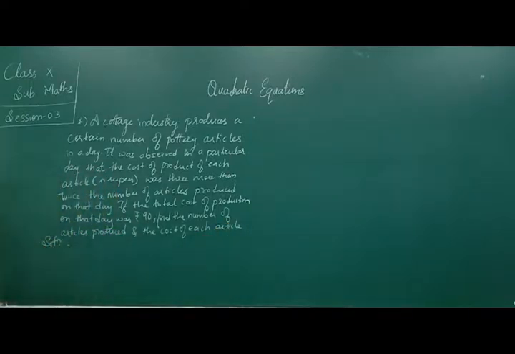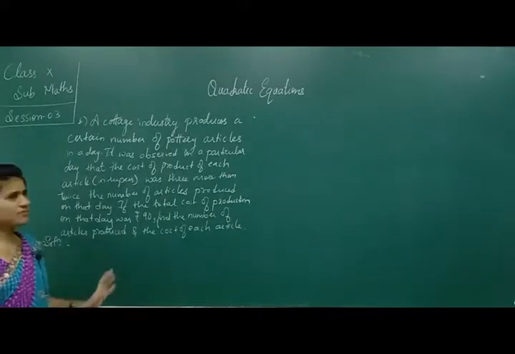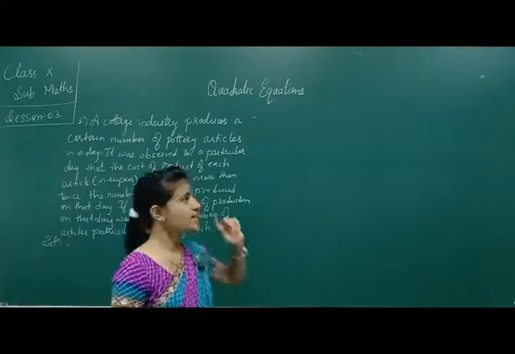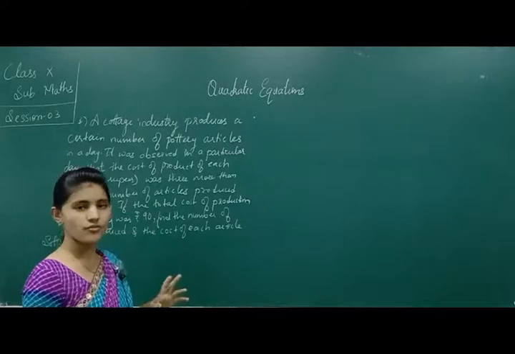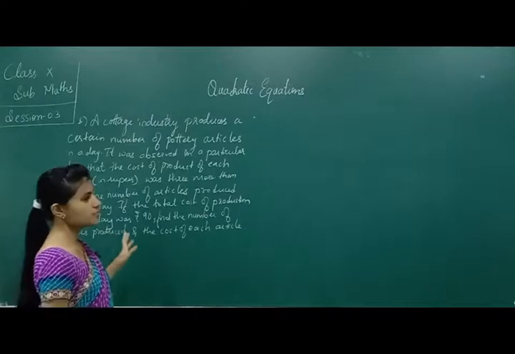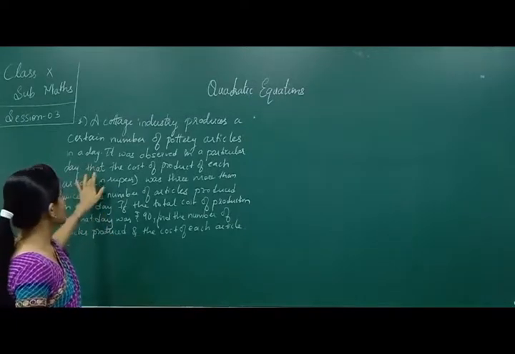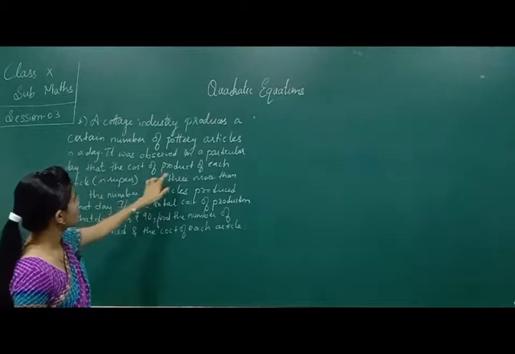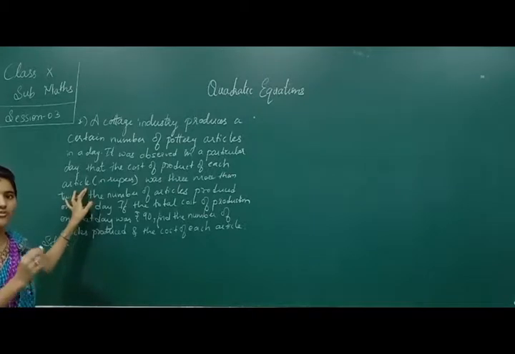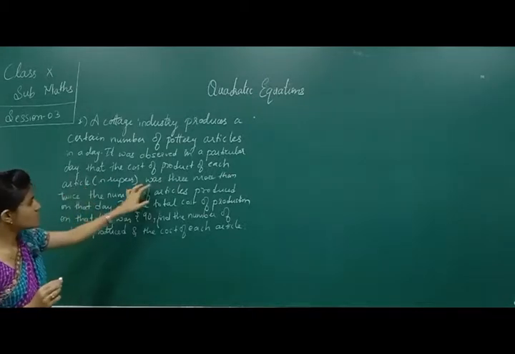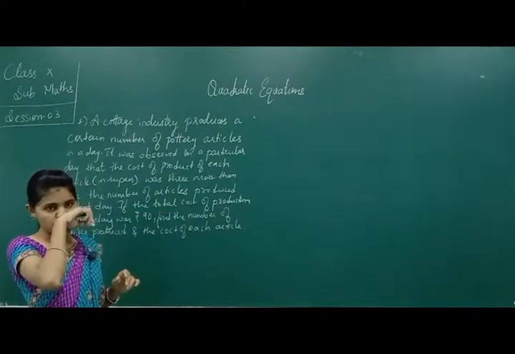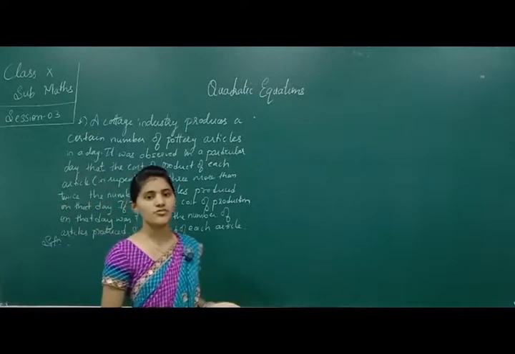It looks like a very big question, right? Very simple. What have they given? They have said that a cottage industry produces a certain number of pottery articles. They have not given what number of pottery articles. They have just said a certain number of pottery articles on that day. Okay. The cost of production of each article, they have given as how much? It was 3 more than twice the number of articles produced.